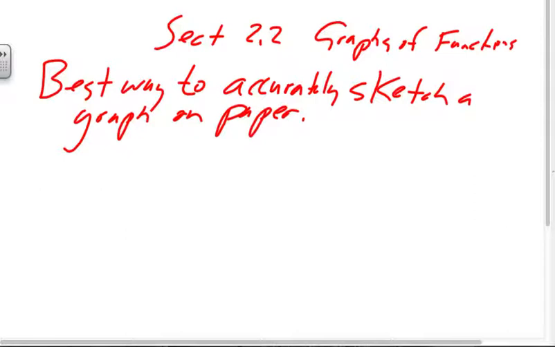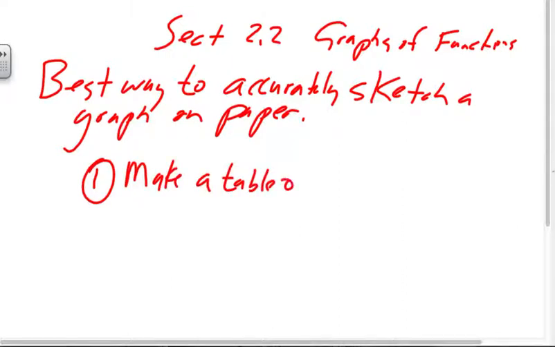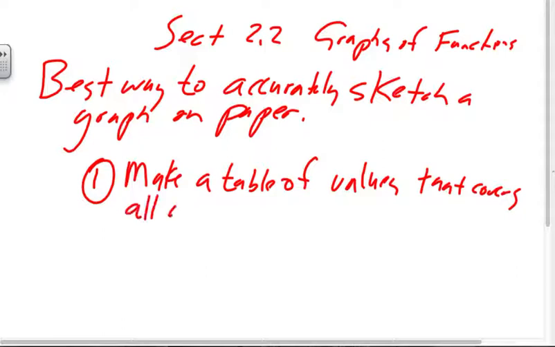No. What you want to do is once you get a graph, go into your table, and the first thing you want to do is make a table of values that covers all of the important parts of the graph. And we'll talk about what those look like, but you should be able to look at it. It's where the graph is changing.